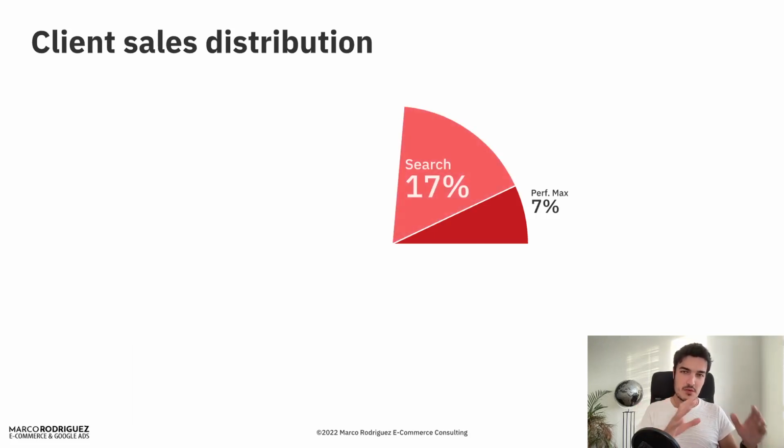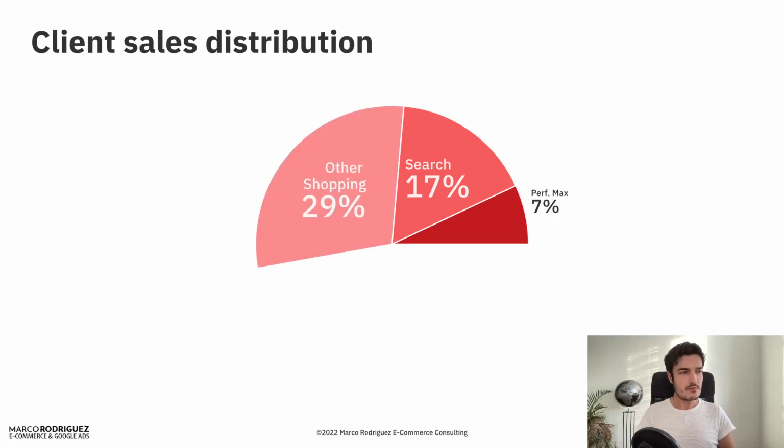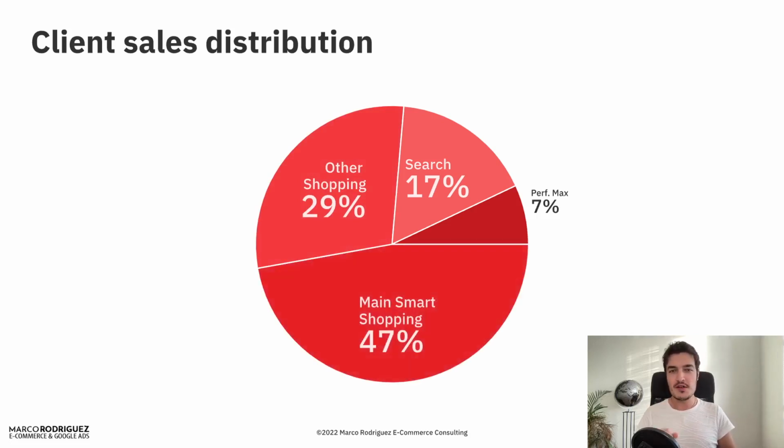Search is 17%. We have some brands, we have some very, very strict campaigns that perform very well, with even higher ROAS than the shopping campaign. Then we have some broad search campaigns that also perform quite well, but not everything is working that well on search actually. Then we have other shopping campaigns, standard shopping, and also some smaller smart shopping campaigns. And then we have this one big main smart shopping campaign, which actually makes up almost half the sales volume on this account.